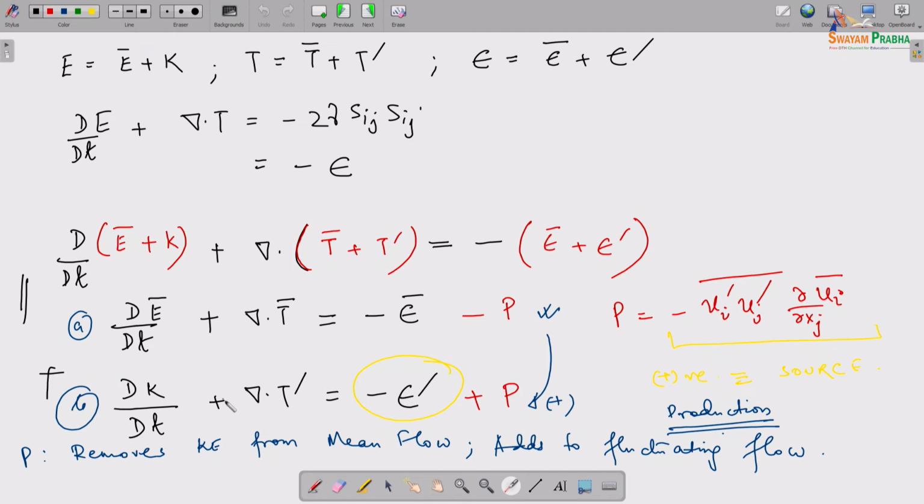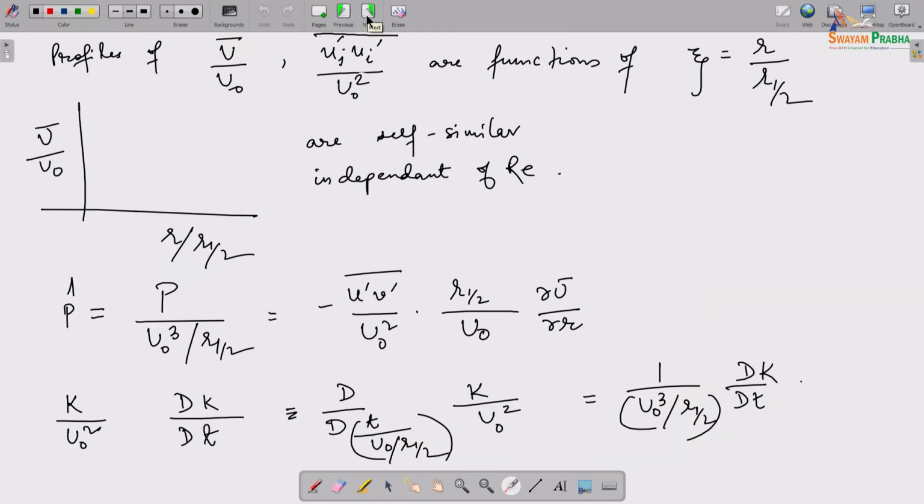So essentially, I found a scaling such that you can take whatever values you want; they will all collapse into one plot. That's why they're self-similar. So if I look at this equation, you have the first term and you have the P. These all scale with u naught cubed by r half. Then what happens to this one? I would almost expect that this also will do the same, right?